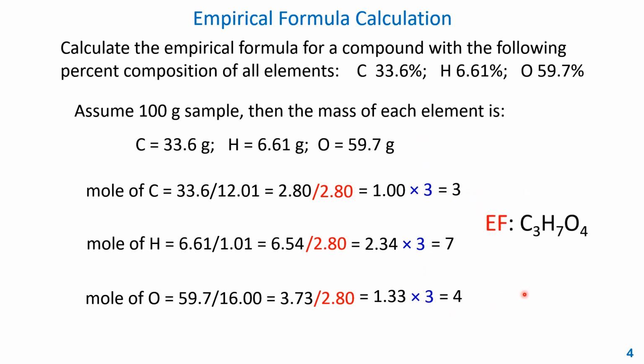So then the empirical formula will have 3 carbon, 7 hydrogen, and 4 oxygen. So the empirical formula will be C3H7O4.